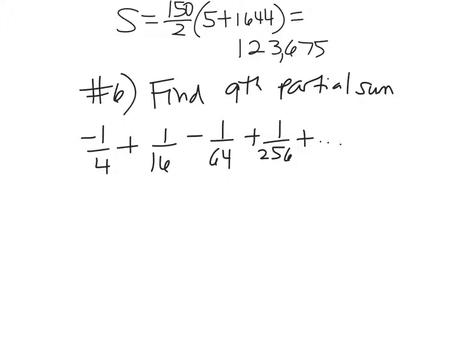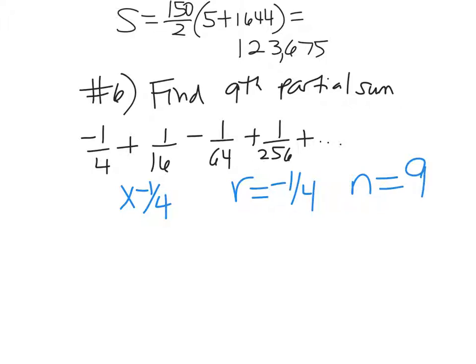So we have to decide, is this an arithmetic series or a geometric series? In this case, it's geometric. And we're multiplying by negative 1/4 each time. So that's what r is. r is negative 1/4. n is the number of terms that I'm adding up. They told me to do 9. And my first term is negative 1/4.